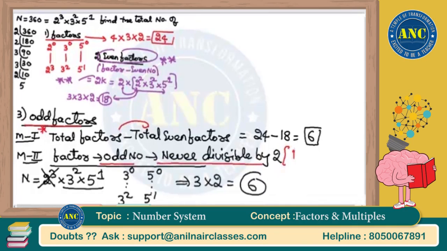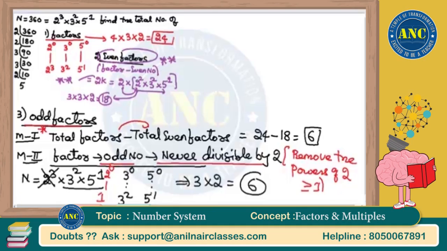Never divisible by 2. Remove the powers of 2, powers greater than or equal to 1. No difference it will make if I take 2 power 0. Only one case I will get. One is a factor, another is an even factor, another is an odd factor. Factors, odd factors and even factors.